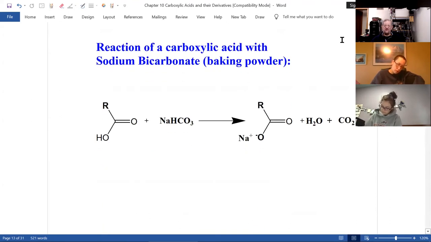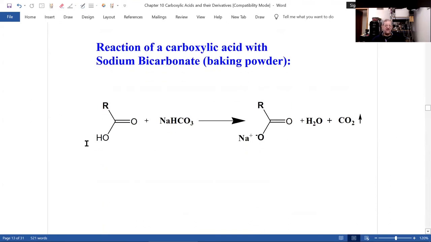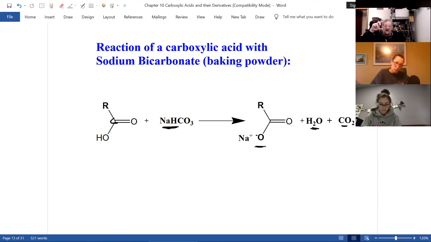I showed you this very special reaction. You take a carboxylic acid and react it with baking powder, and you get three products: a carboxylate anion, water, and CO2, and the arrow tells you it's given off as a gas. If you remember, I talked about the little rocket ship. My father showed me how to put baking powder and vinegar in there and make it blast off, which my friends and I did.